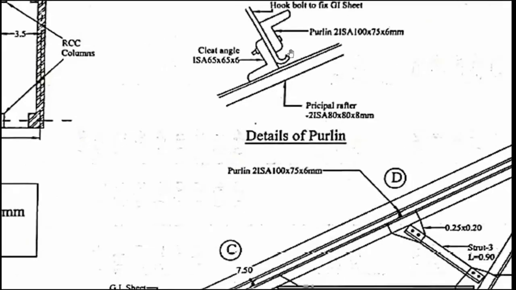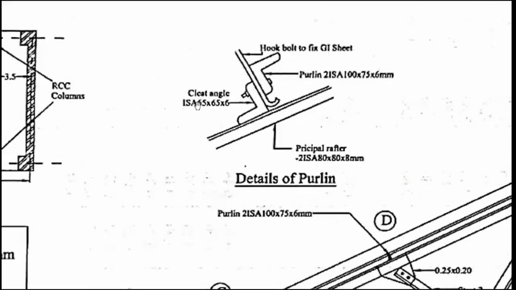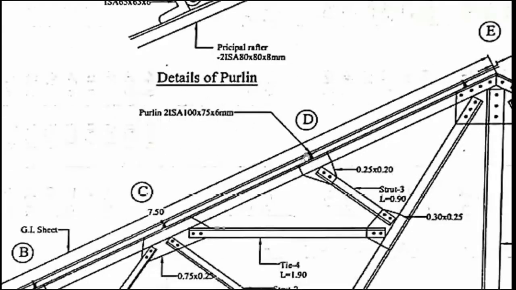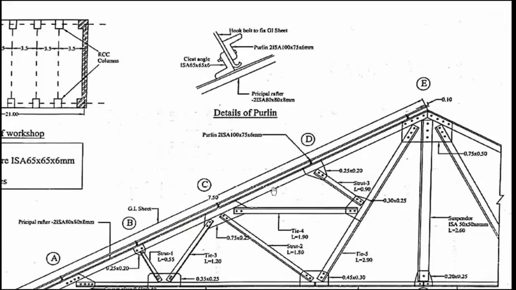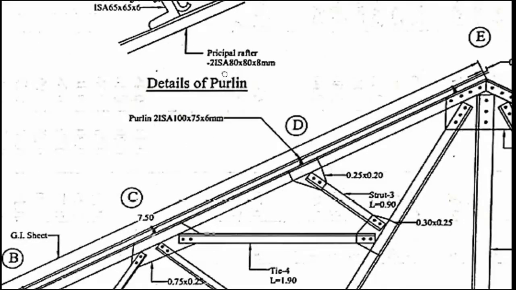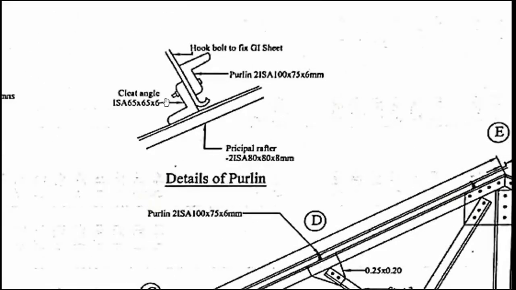Then next, here they have given the details of the purlin. If you can see here, this is the joint D. They have given one joint detail. So this is the principal rafter. Above that, in detail it is not possible to show, so therefore they have shown this joint detail. This is the principal rafter, and above that we have one cleat angle. Then above that we have the purlins which are running perpendicular.